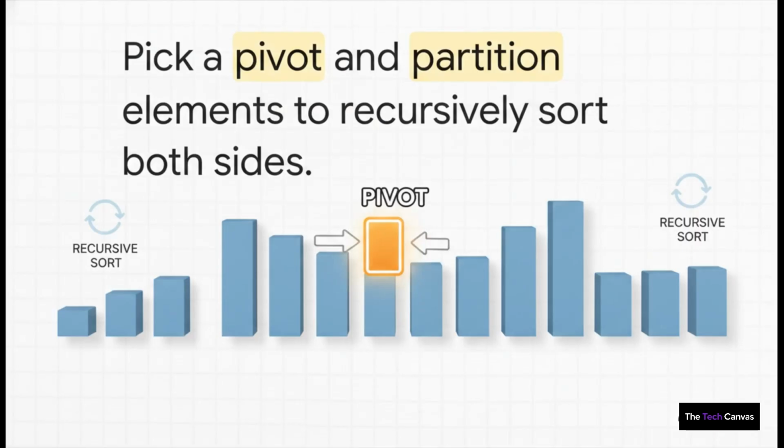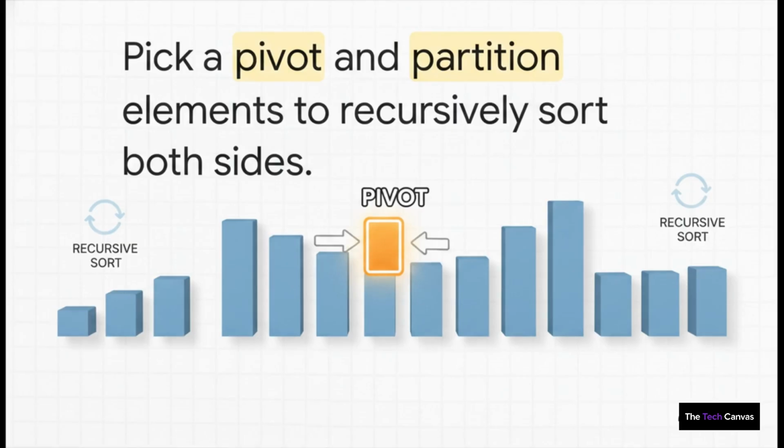But merge sort isn't the only player in the game. Divide and conquer is a broad strategy, not just a single algorithm. Take Quicksort, for example. Instead of blindly having an array, Quicksort intelligently picks a specific element, called a pivot. It then partitions all the other elements, moving everything smaller than the pivot to the left and everything larger over to the right.